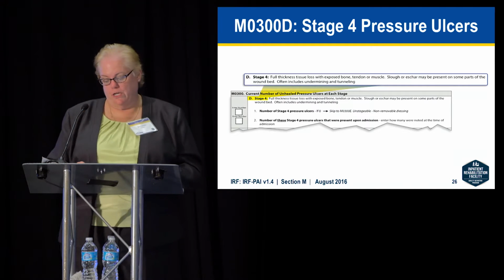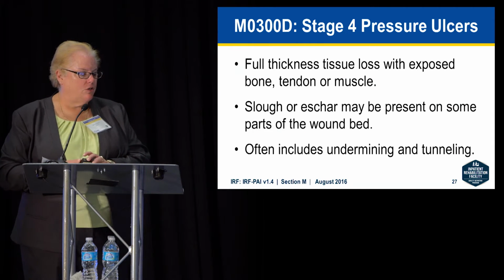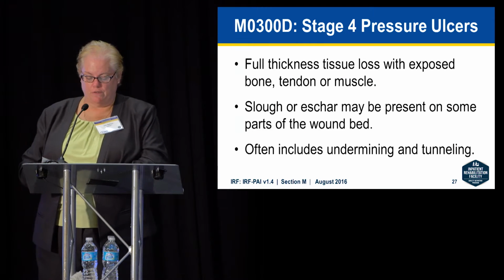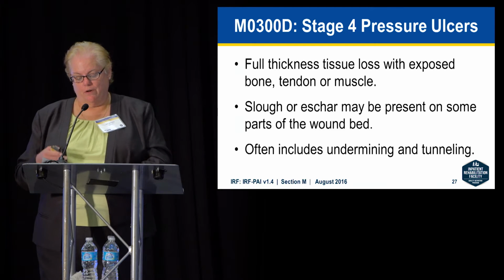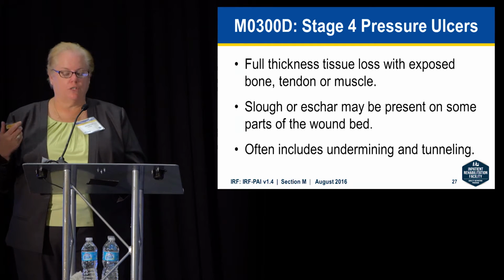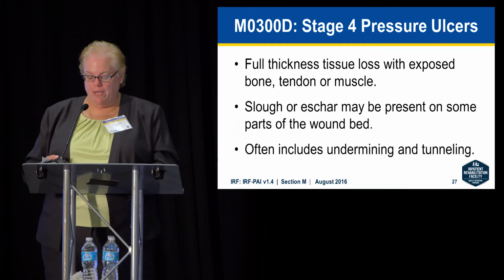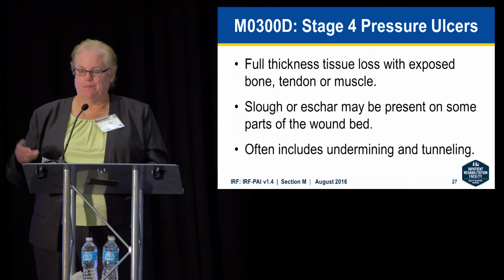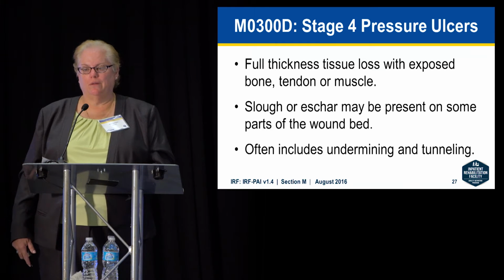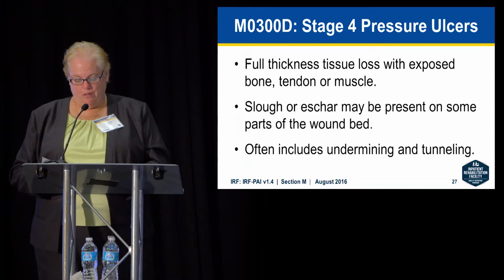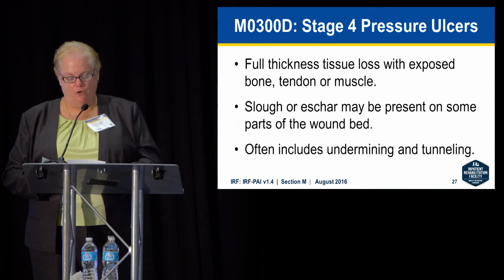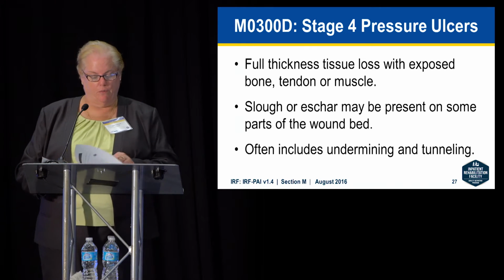And of course, our stage 4 pressure ulcers. These are your full thickness tissue loss with exposed, often bone, tendon, or muscle. Slough and eschar may be present at some parts of the wound bed, but if you can see bone, you've got a stage 4. And many of these often include undermining and tunneling within them.